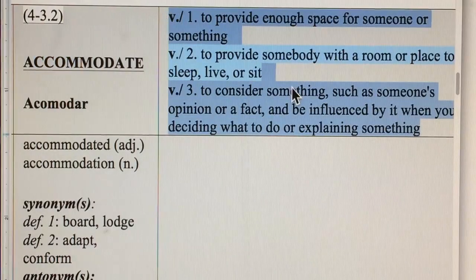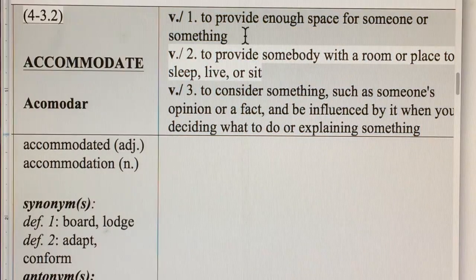All of them are verbs. So accommodate can only be used as a verb. Let's go over each one individually. Starting with the first one, which is to provide enough space for someone or something. Provide enough space. Okay? Let's take a look at your example.